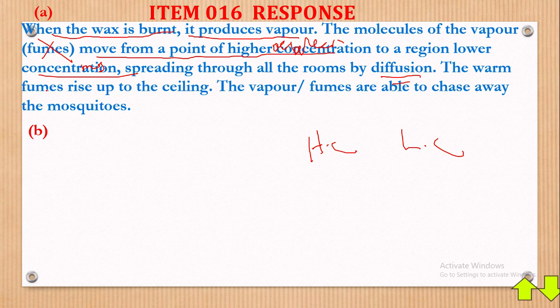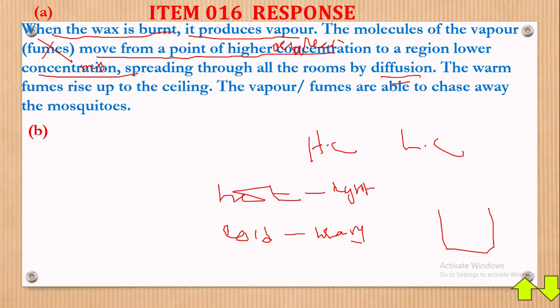Okay, the warm fume rises up to the ceiling. Now you all know that in physics, when something is hot and something is cold, we take it that something which is cold is a bit heavy, and something which is hot is a bit light. That's what we take it in physics. So when you are arranging things, the heavy one will be down and the light one will be up. Here the fumes are already hot, so they will move.